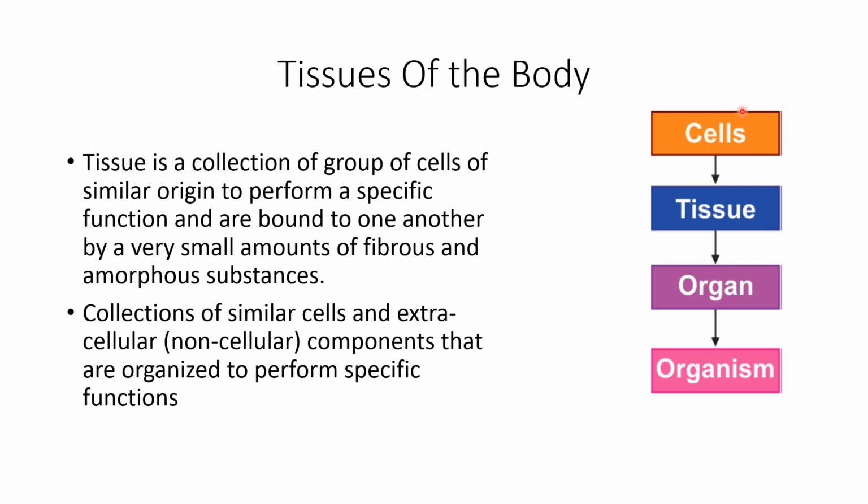So, if you see this flowchart, you can understand. The cells along with extracellular material will form the tissues. The various tissues in different proportions form the organs, and organs will make up the organism. So now you understand how to define a tissue. So that is the definition of tissue.